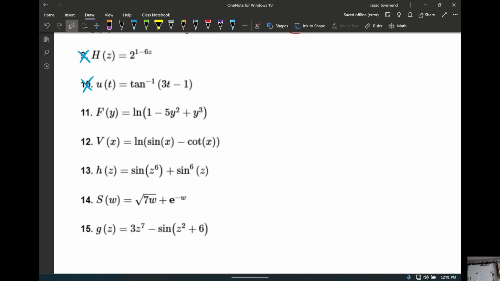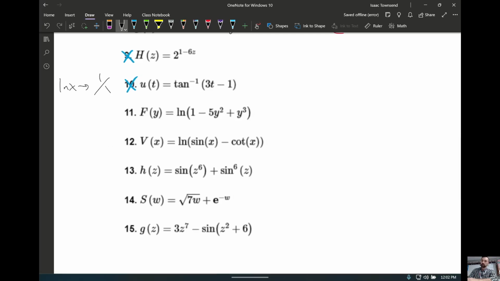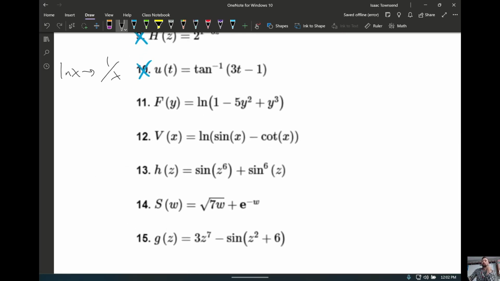Let's see if you need to make any corrections here. And what I'll do out to the side here is I'll write out all the things that you have to have memorized to be able to do these. So the derivative of natural log of x is 1 over x. That's one we memorize. So for 11, that's how you start it off. Natural log of x is 1 over x.